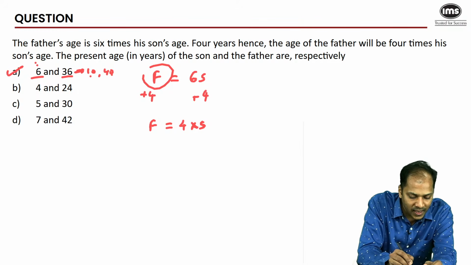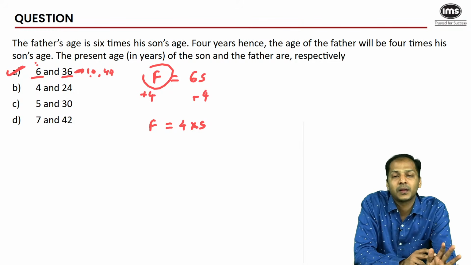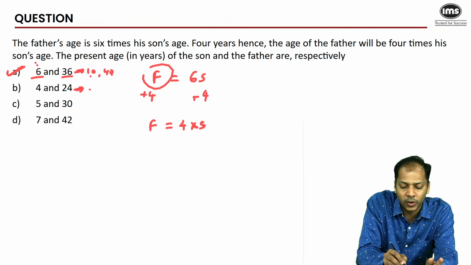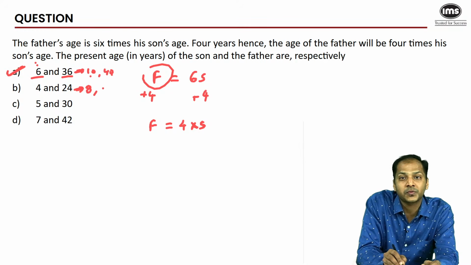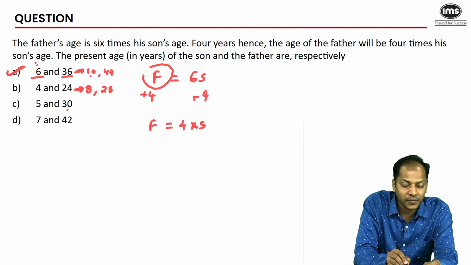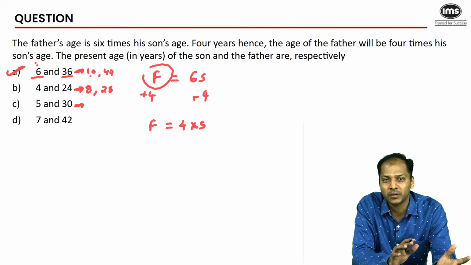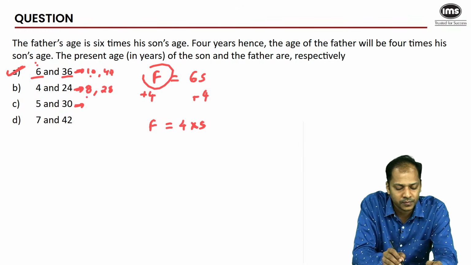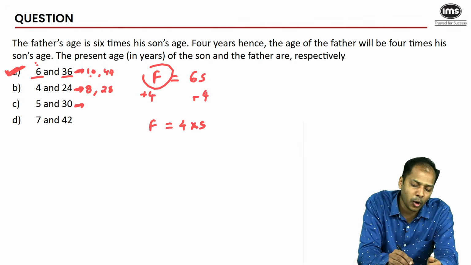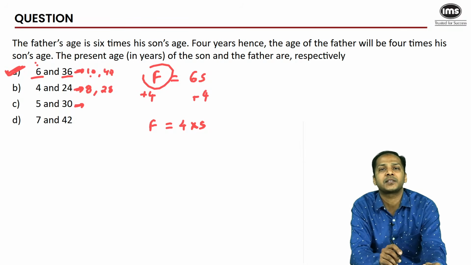Clearly option A is the correct answer without even solving further. But if you check further, 4 plus 4 is 8, 24 plus 4 is 28. This is not 4 times. 5 and 30 is 6 times, but 5 plus 4 is 9, 30 plus 4 is 34. They are not multiple and factor of each other. 7 into 6 is 42, but if you add 4 years, it will not be 4 times. Clearly only option A satisfies both conditions. The answer is option A.